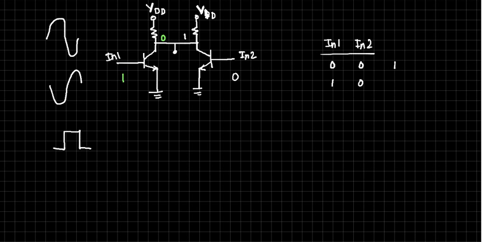What if it is 1 1? For 1 1 also, what kind of gate is this? NOR. So we can implement the NOR using 2 transistors. So in this fashion we can implement any logic.